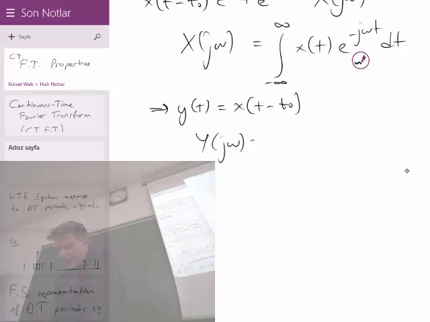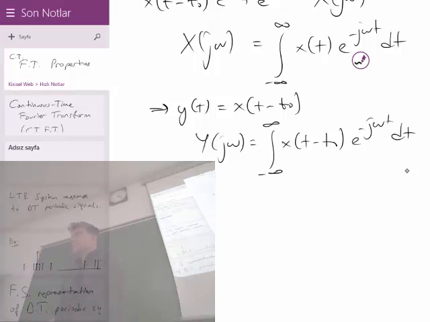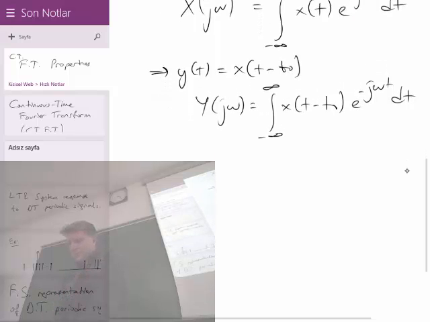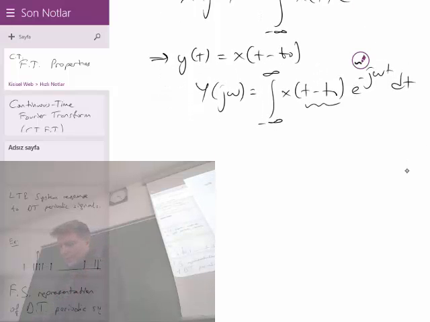Y of j omega will be equal to the integral from minus infinity to infinity of y of t, which is x of t minus t0, times e to the minus j omega t dt. That's by definition. Do you agree with this? And then we say that t prime is equal to t minus t0. Therefore, t is equal to t prime plus t0. That is the change of variable. Instead of t, I will put t prime plus t0.